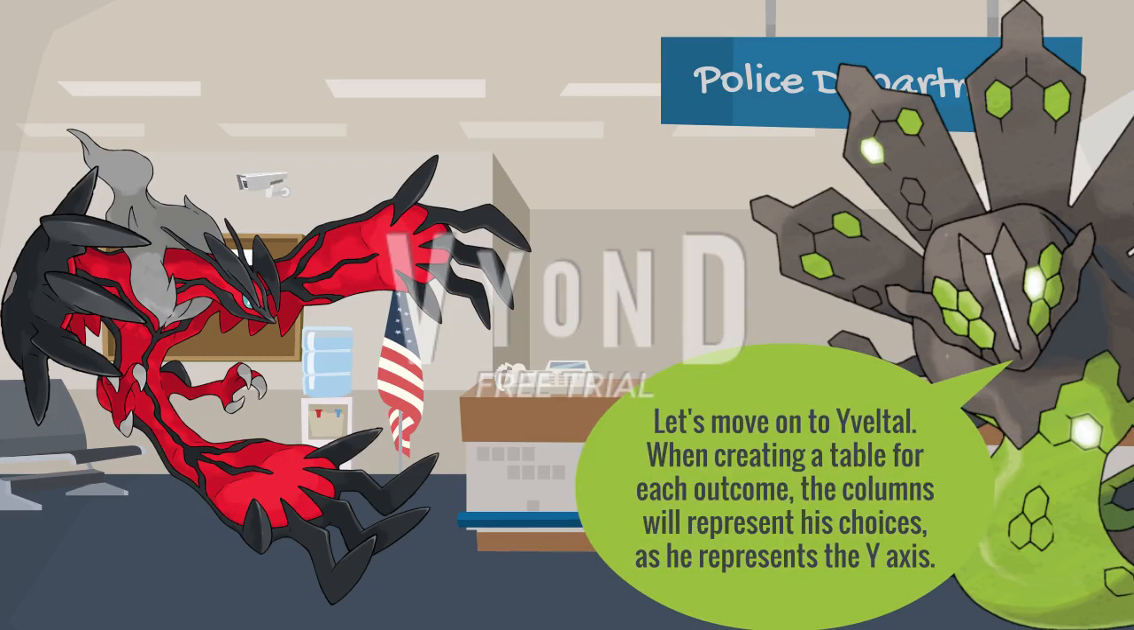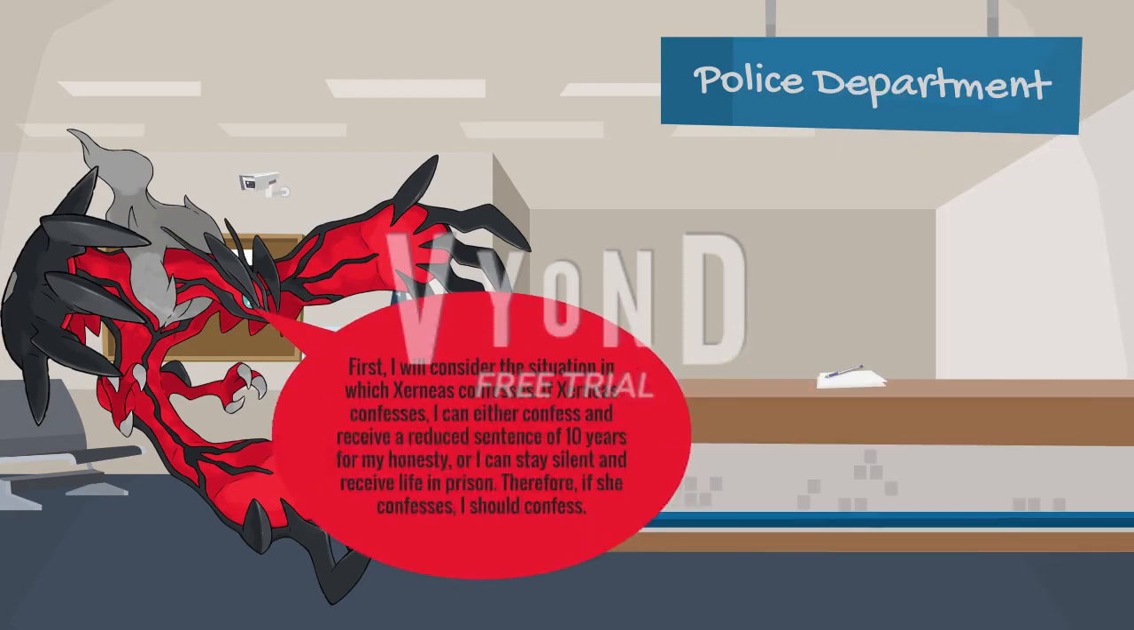Let's move on to Yveltal. When creating a table for each outcome, the columns will represent his choices, as he represents the y-axis. First, I will consider the situation in which Xerneas confesses. If Xerneas confesses, I can either confess and receive a reduced sentence of 10 years for my honesty, or I can stay silent and receive life in prison.